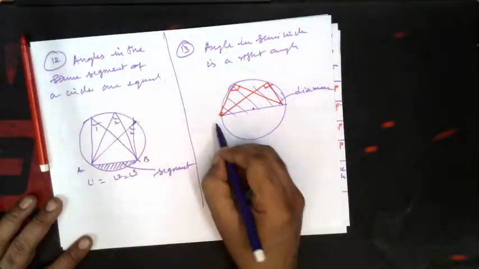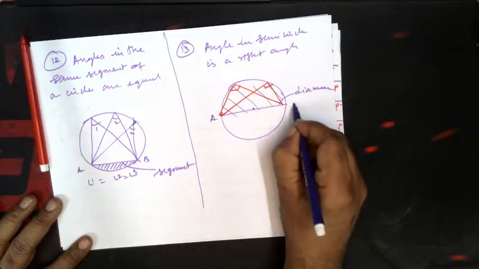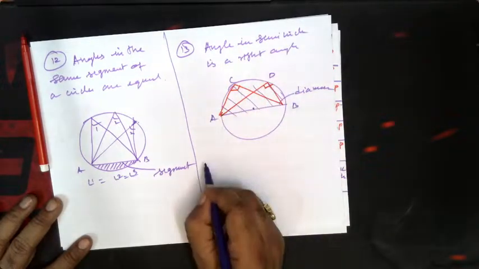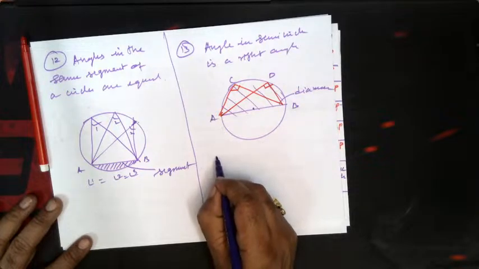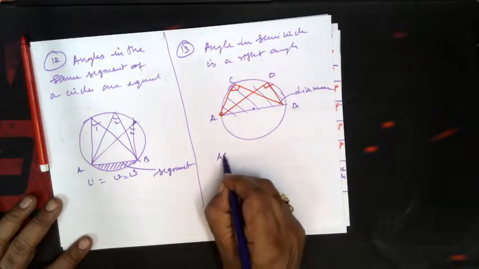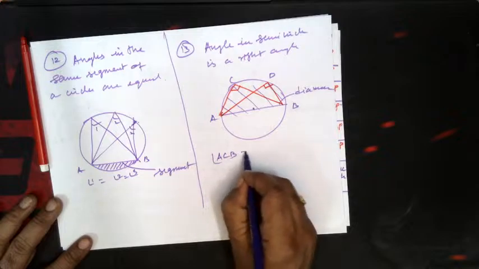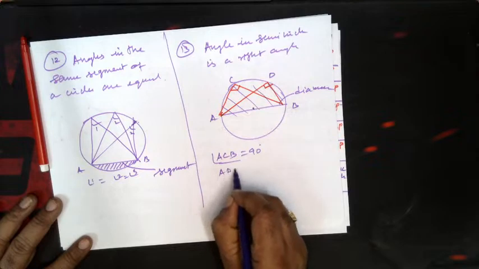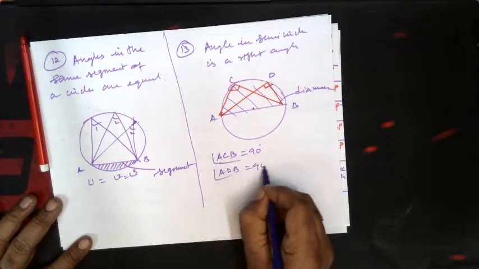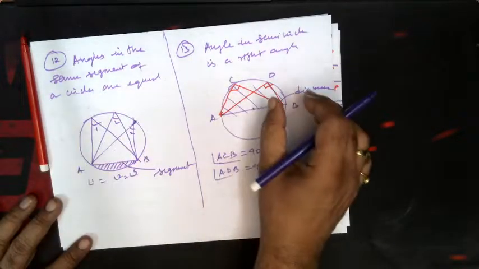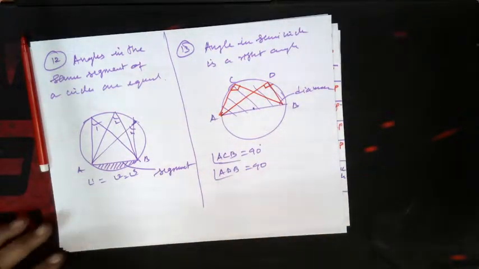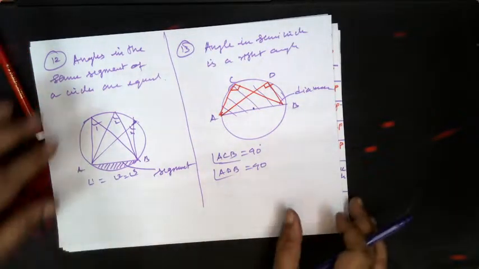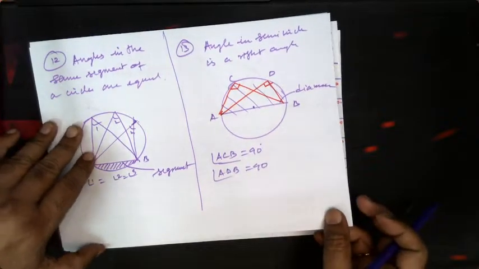Do you understand this? Let me say this is A, B, C, D. Angle ACB is equal to 90 degrees. Angle ADB is also 90 degrees. So you can draw n number of angles, all will have 90 degrees. Do you understand this concept? So this is the 13th one. Right. Let us proceed with the 14th one.